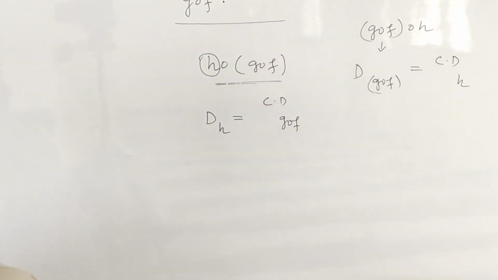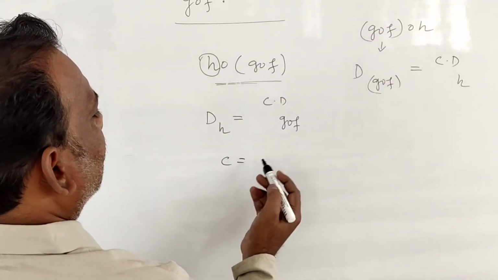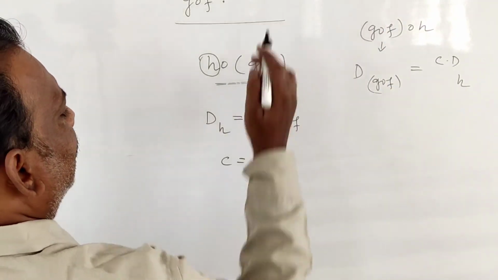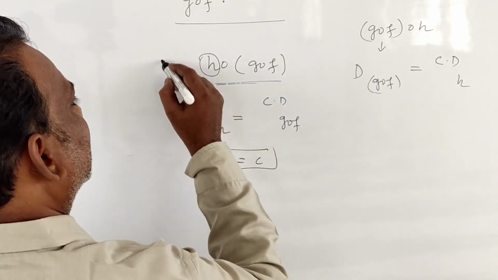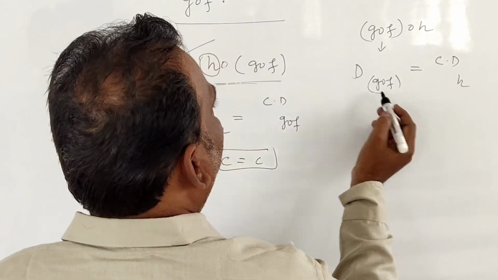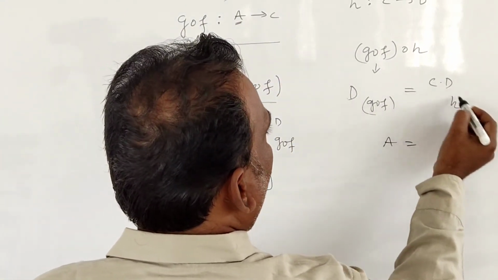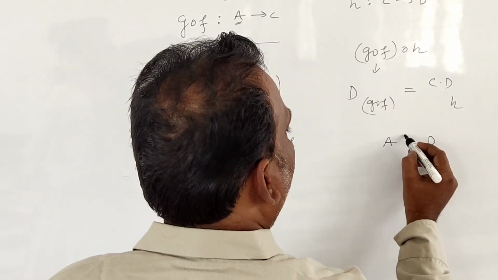You check it here. Domain of H is C. Codomain of G circle F is C. So they are equal, so this exists. This is possible. Now the domain of G circle F is A, and the codomain of H is D. So they are not equal.